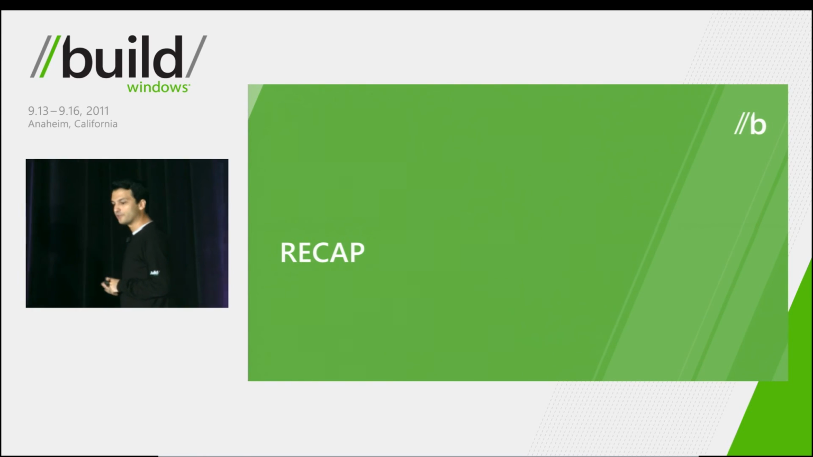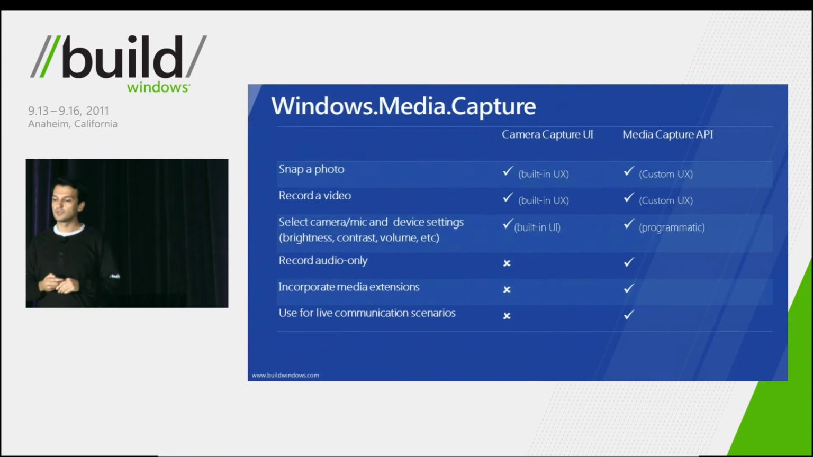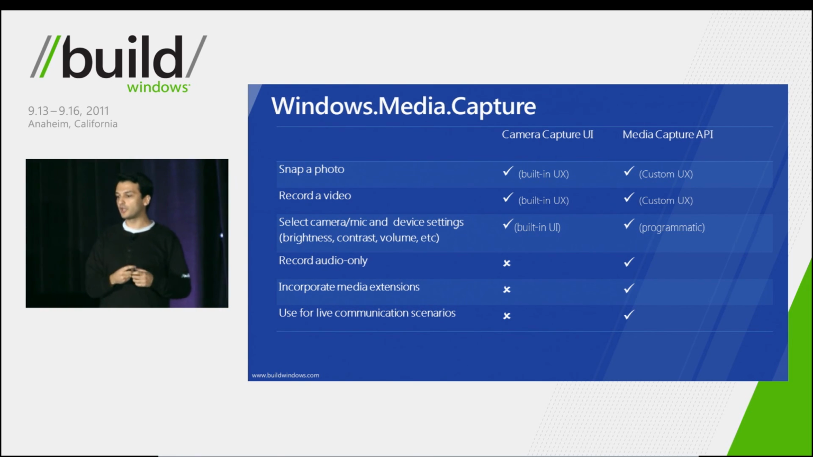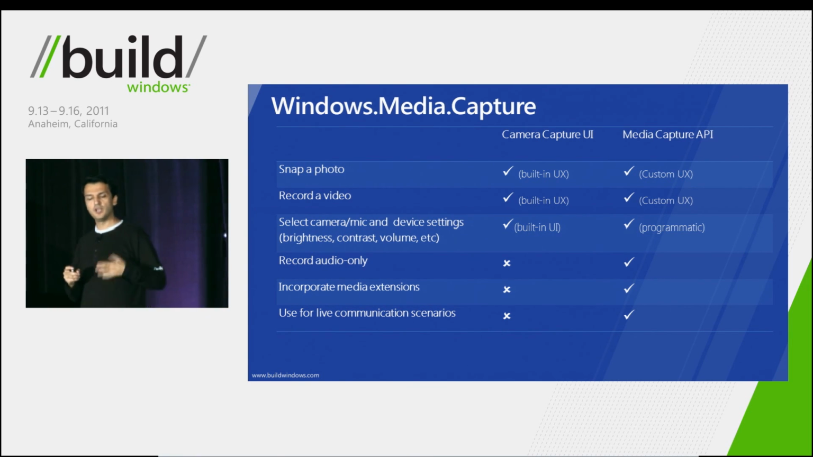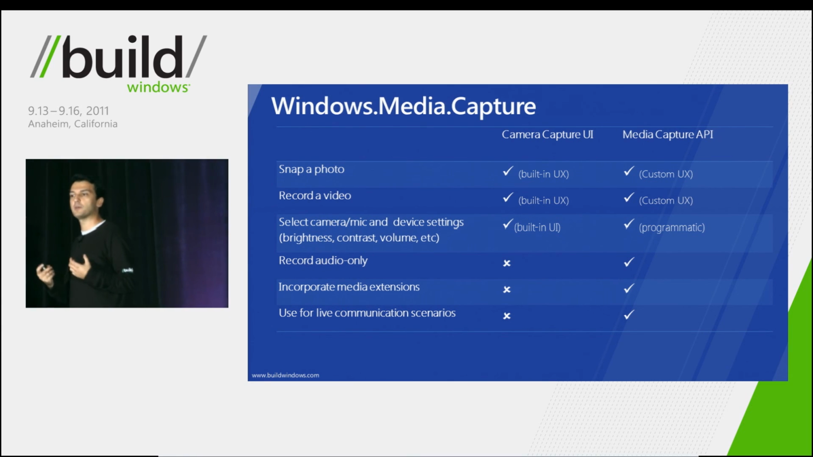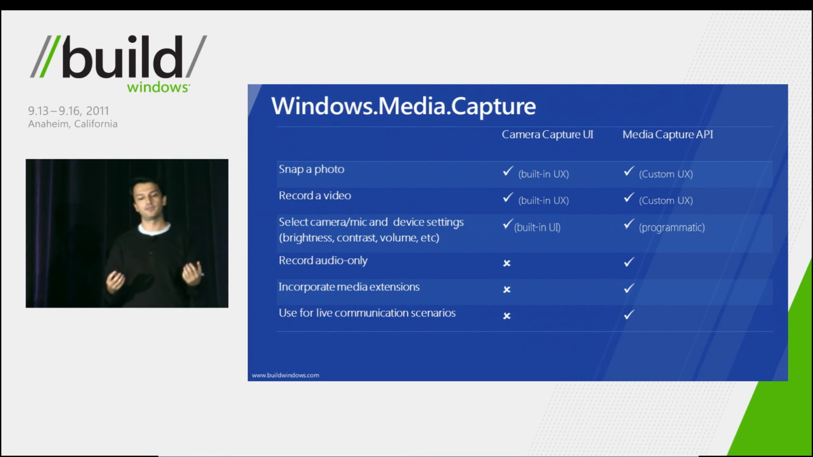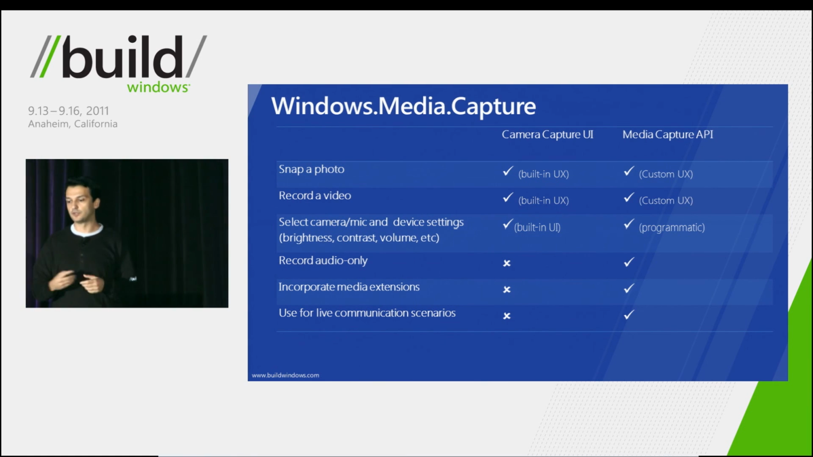So let's recap what we've covered so far. Under the capture namespace, we have the camera capture UI and the media capture API. So if you're snapping a photo or recording a video, and if you don't have a preference about how that picture is taken, how that video is recorded, you could go with the camera capture UI that comes with a built-in UX and predefined workflow. But if you want to modify this experience, you would go with the media capture APIs, and you are good to go.